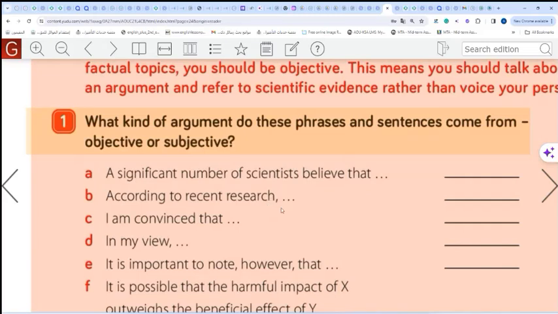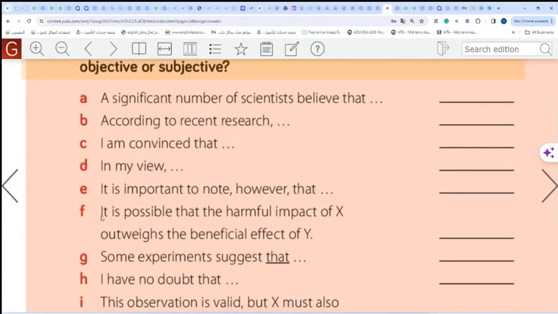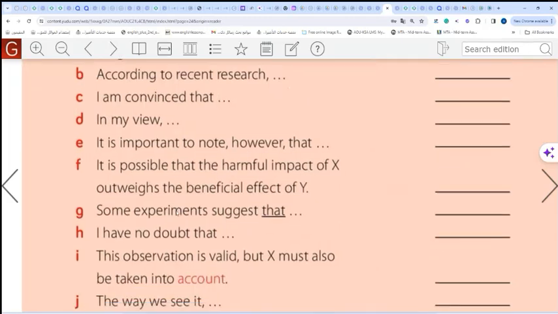So, dear students, what about number F? It's possible that the harmful impact of X outweighs the beneficial effect of Y. Objective because it's a possible. Okay, we're going to check. Objective. Okay, we're going to check. Number G. Some experiments suggest that. Objective.